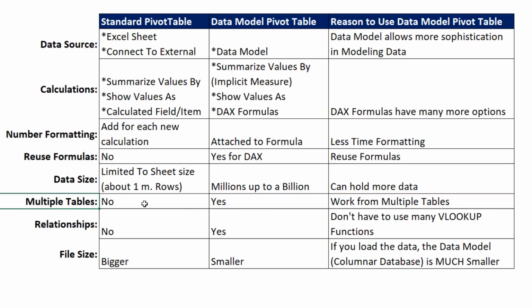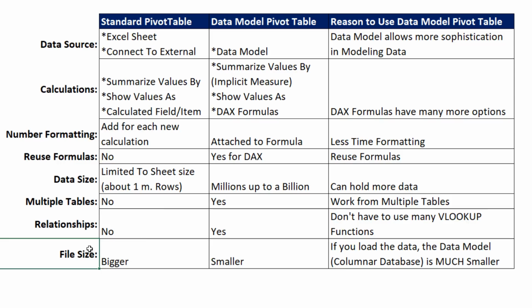Multiple tables, not in a standard pivot table. Of course, in a data model pivot table. So the advantage, we can work from multiple tables. Relationships, not in a standard pivot table, but yeah, in a data model pivot table, we of course can use relationships. We don't have to use as many VLOOKUP functions. That's an advantage to the data model.